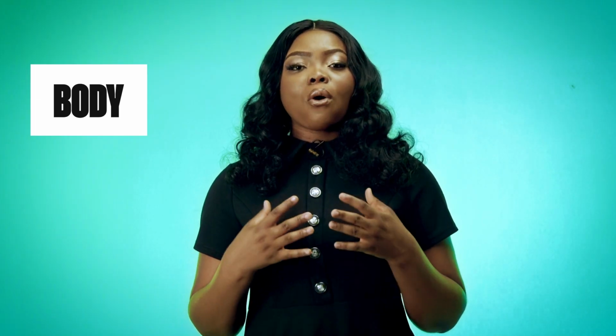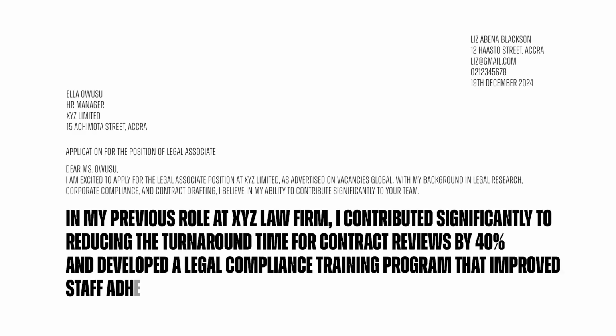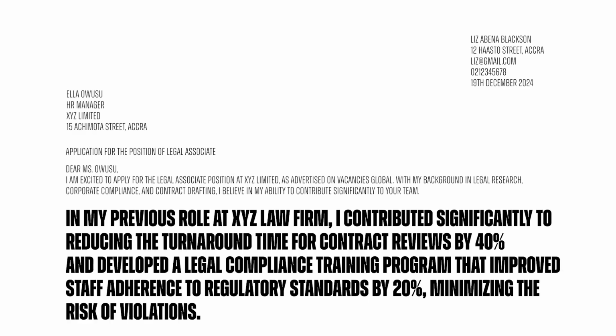The next part of your application letter is the body. The body is the core of your letter. Make sure to highlight your qualifications, your experience, and your achievements. For example, "In my previous role at XYZ Limited, I contributed significantly to reduce the turnaround time for contract reviews by 40%." Use specific examples in this section.